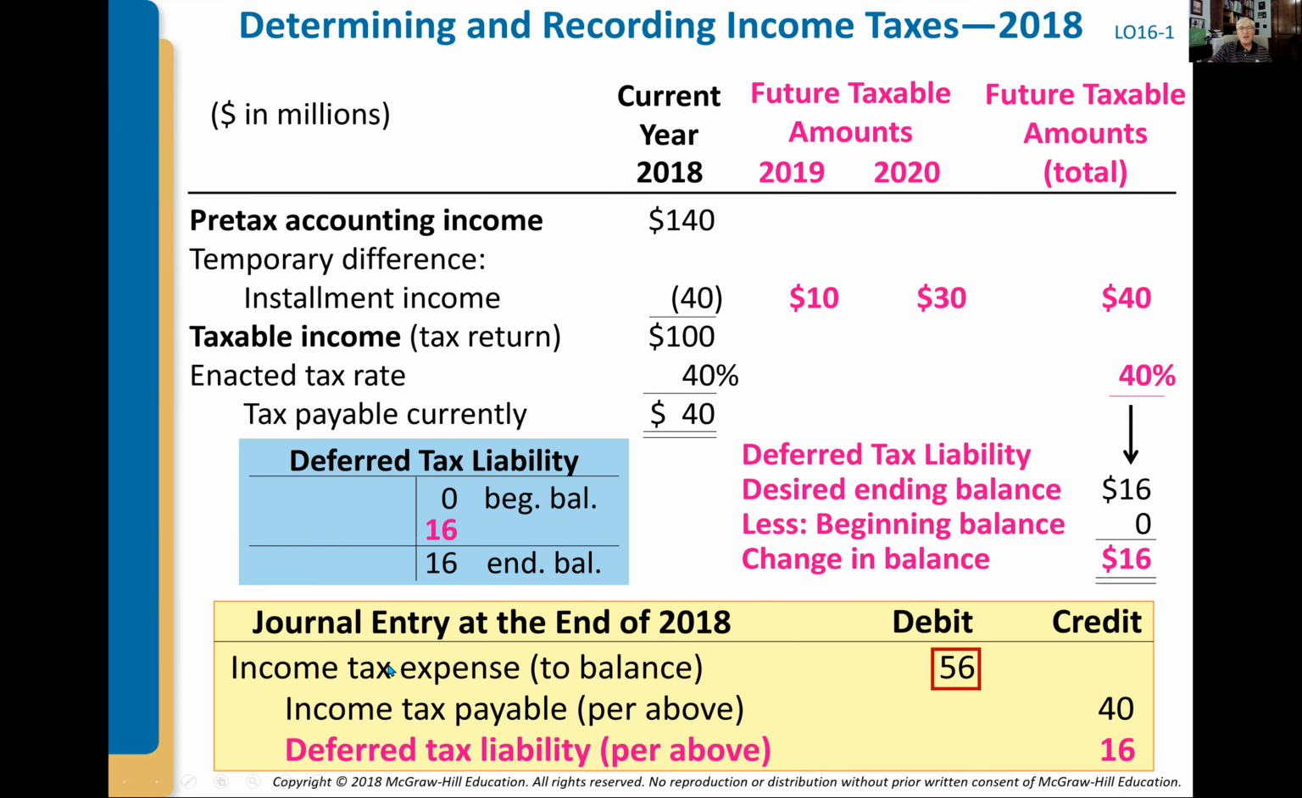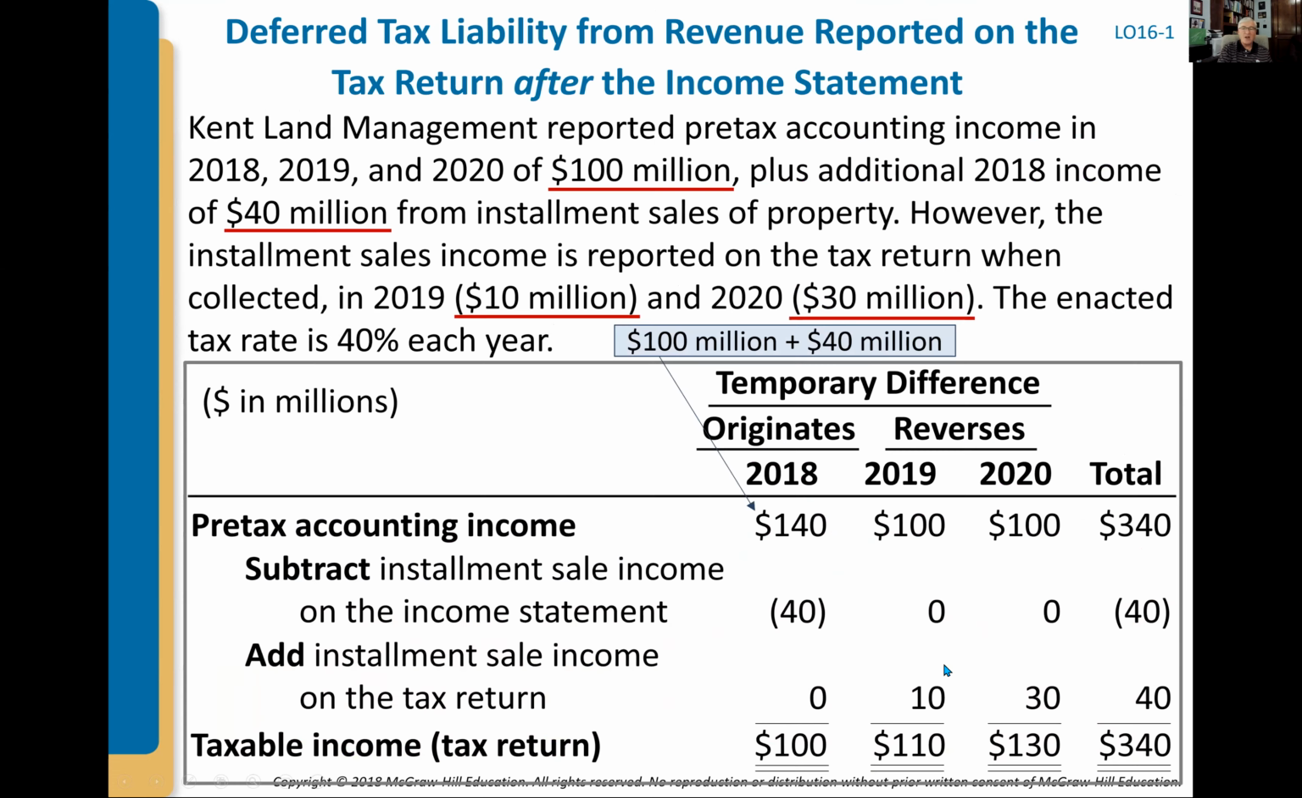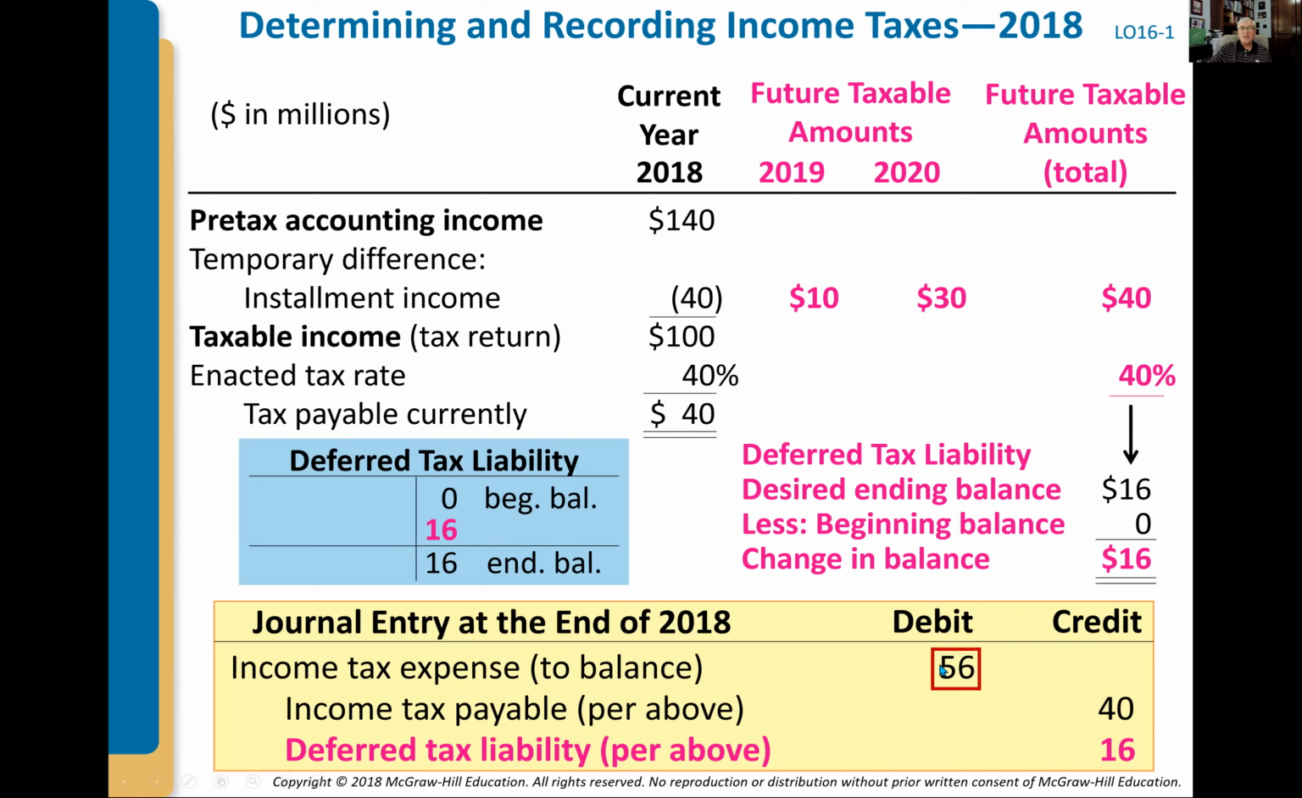Now, how do we come up with income tax expense? As I said, it's a plug. What debit do I need to make my debits and credits equal? I've got 40 plus 16, 56, probably million, let's call it millions, in credits. So I need 56 million in income tax expense. There you go, debit. And that goes right to the income statement.